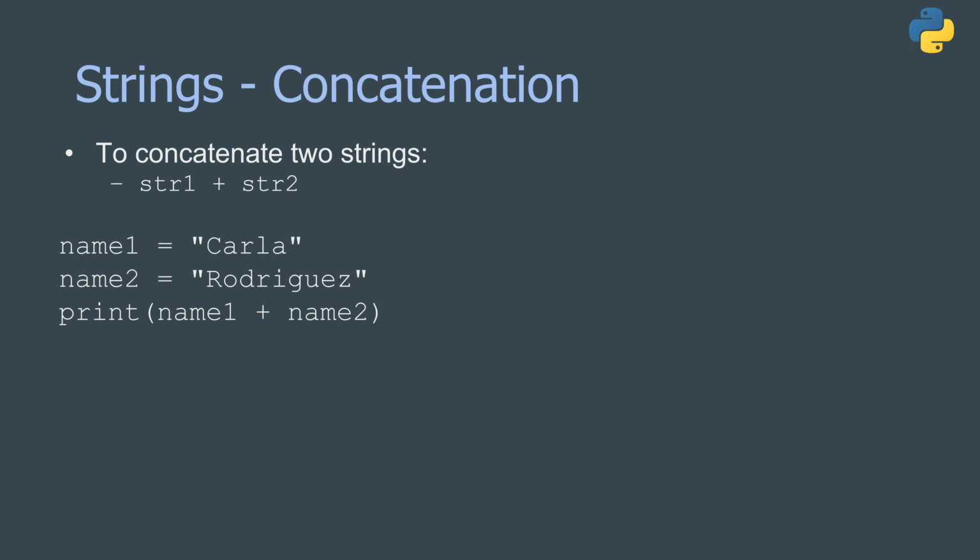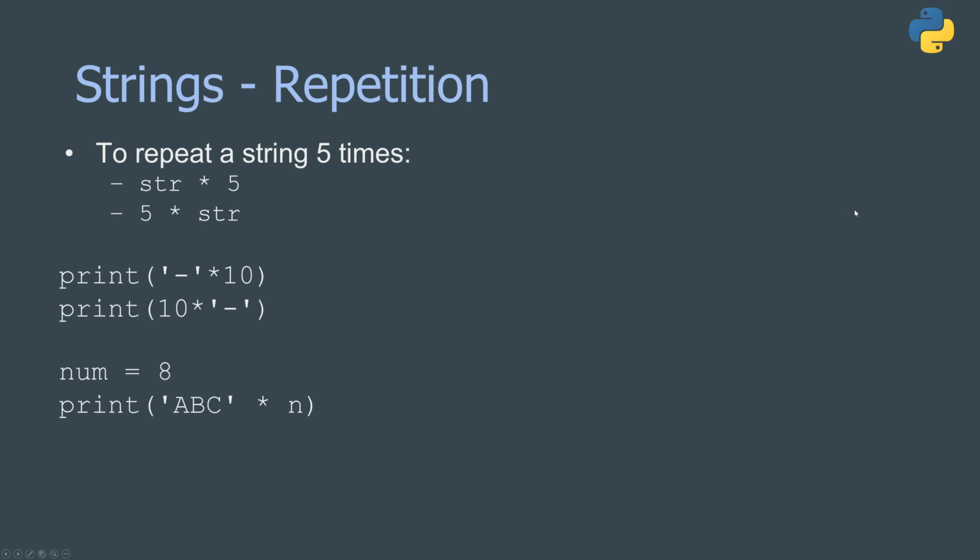But if you do want to do that, what you can do is convert the 5 to a string. So you can use the str function to convert the 5 to a string and then concatenate it to Carla, and then you will be able to create your username.